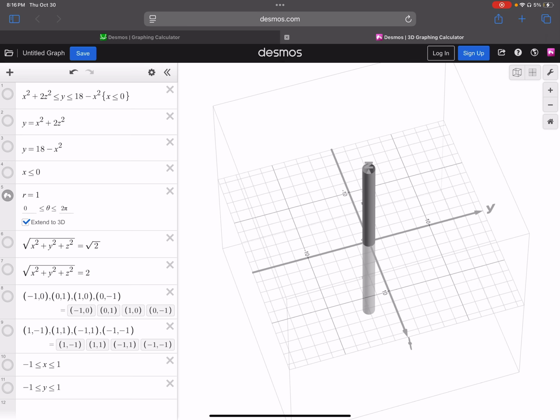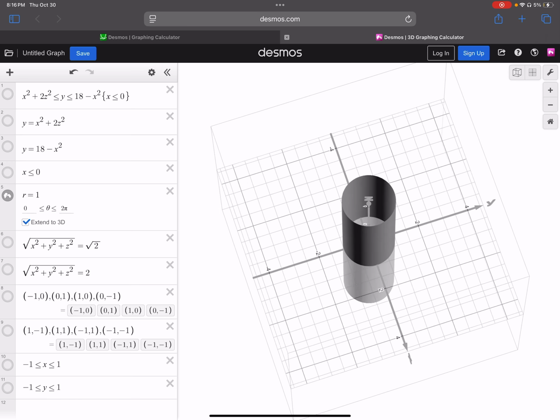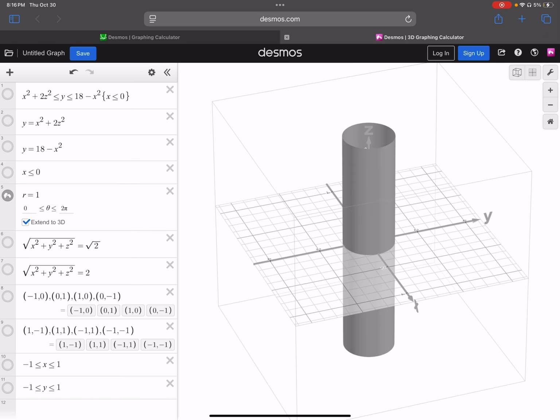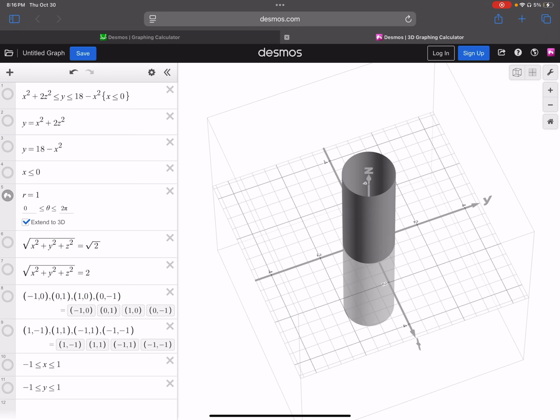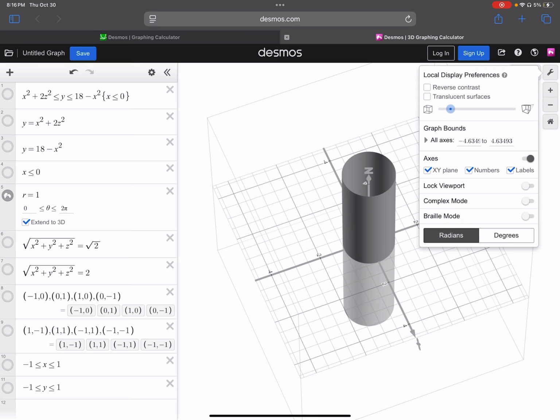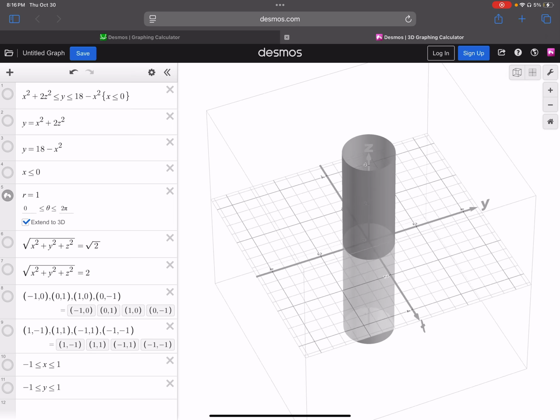equals 1. So here is that cylinder. It's important to note for this one, you can just type in r equals 1, but then you have to specify an angle. And so for this one, the angle is going to be between 0 and 2 pi. And then also something that's helpful for these is to do translucent surfaces, so that way you can see some of the other ones.